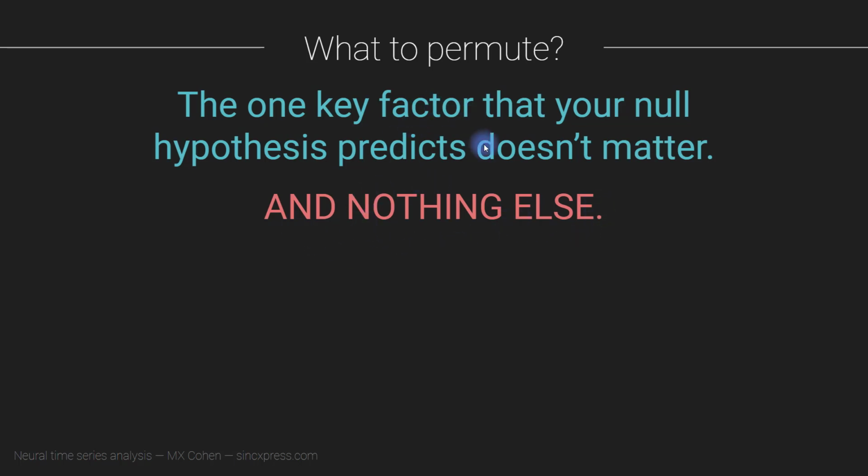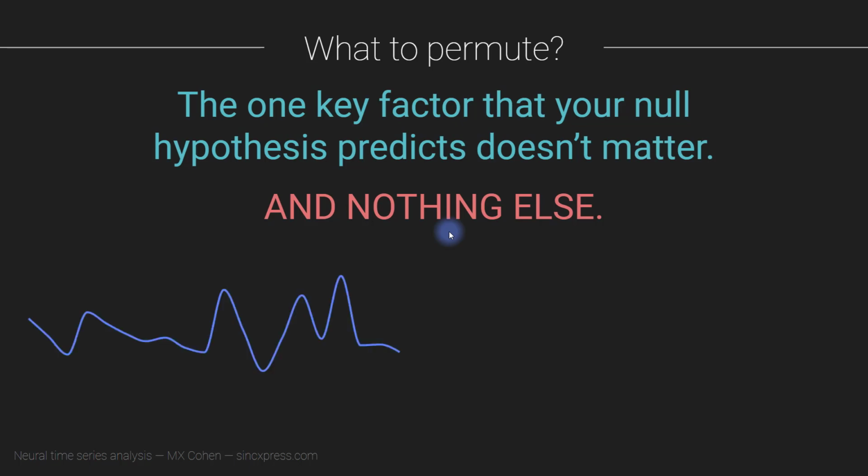Permutation testing is also a bit like running a scientific experiment. If you change too many factors at the same time, you're not going to know what your results are attributable to. So you want to change only one factor at a time.